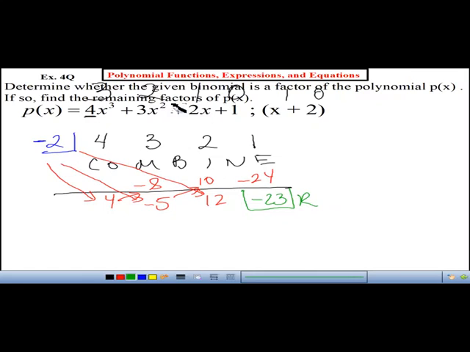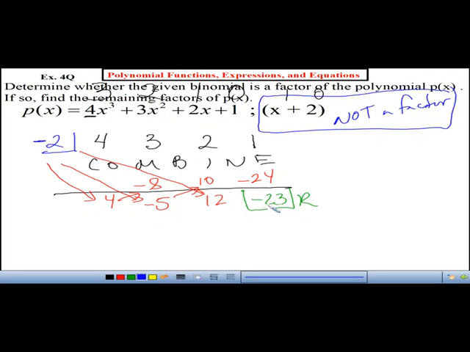Question. Is x plus 2 a factor? Is x plus 2 a factor of this polynomial, guys? Chloe, what do you think? No, not a factor. Why not? Because we got a remainder other than 0. Anytime we get a remainder other than 0, not a factor. So that means we are done. We don't have to do anything else.